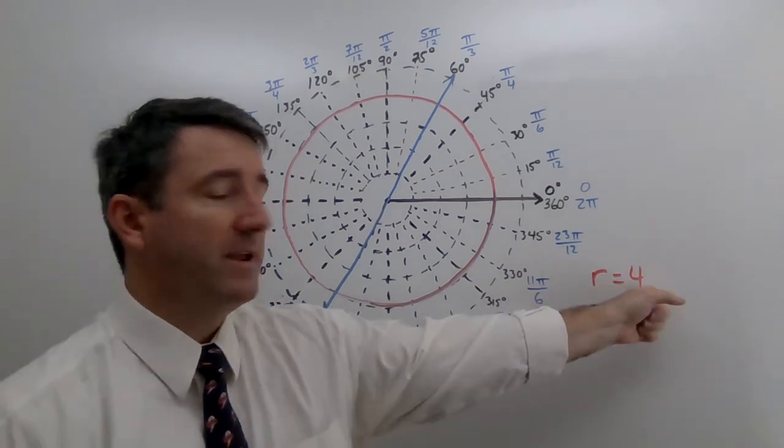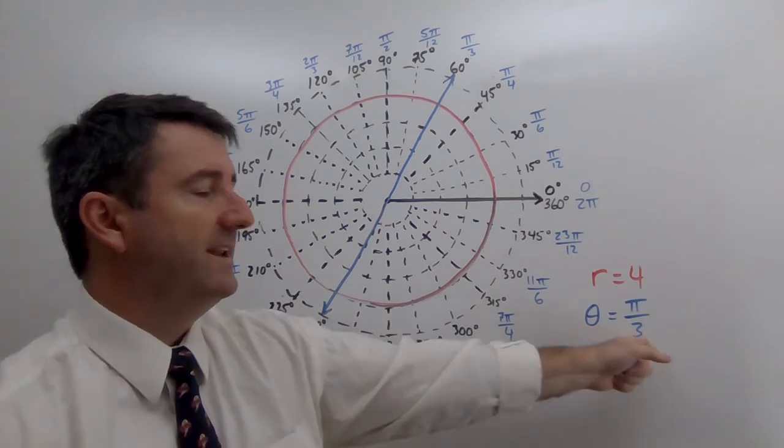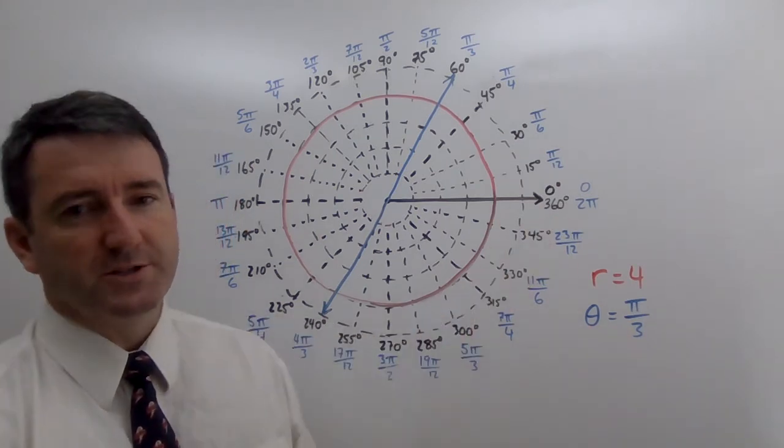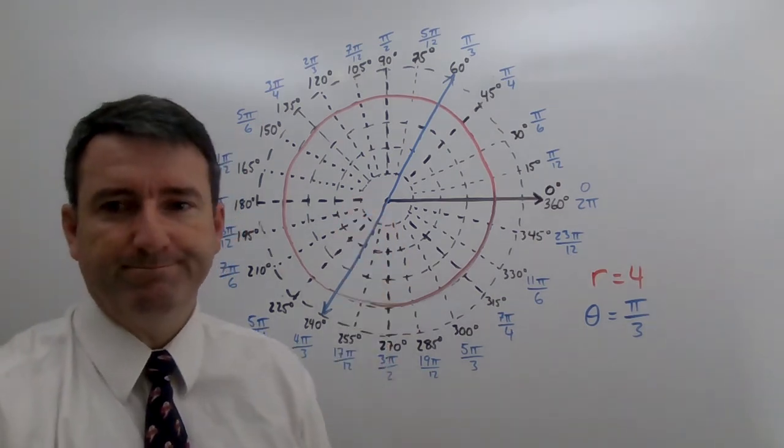So if you have r equals some constant, it's going to be a circle centered on the origin. If theta is equal to some constant, it's going to be a straight line that runs through the pole, or the origin.